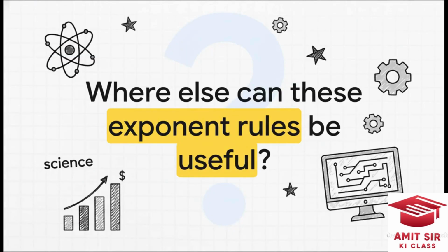And that's a wrap. But it kind of makes you wonder, right? Where else did these exponent rules pop up? Well, they're constantly used in science to calculate things like radioactive decay, in finance to figure out compound interest, even in computer science. These rules are really everywhere. So where have you seen them in action?